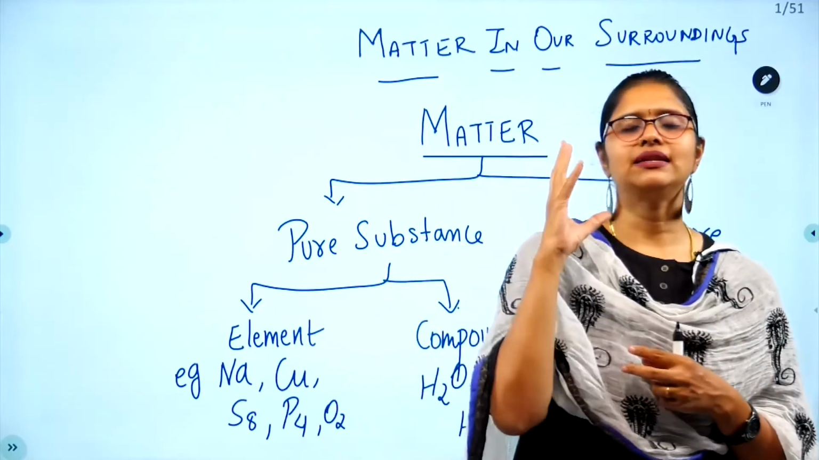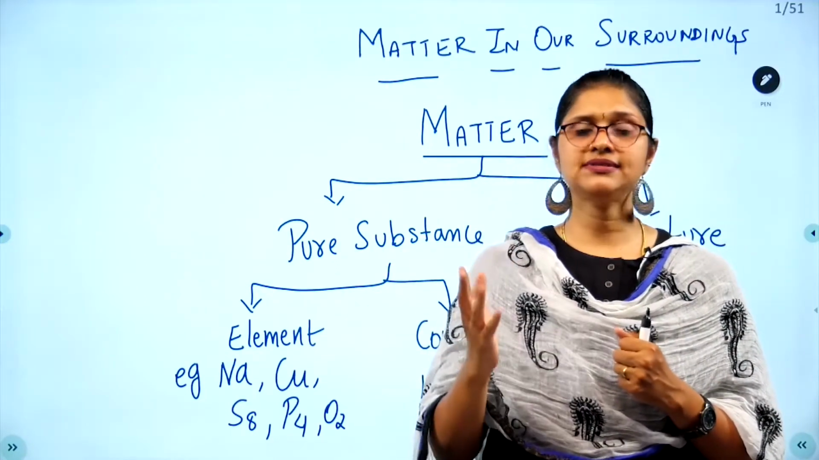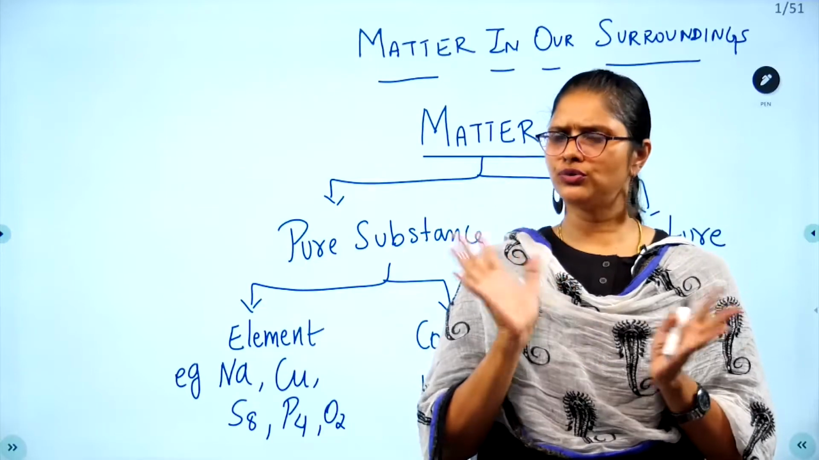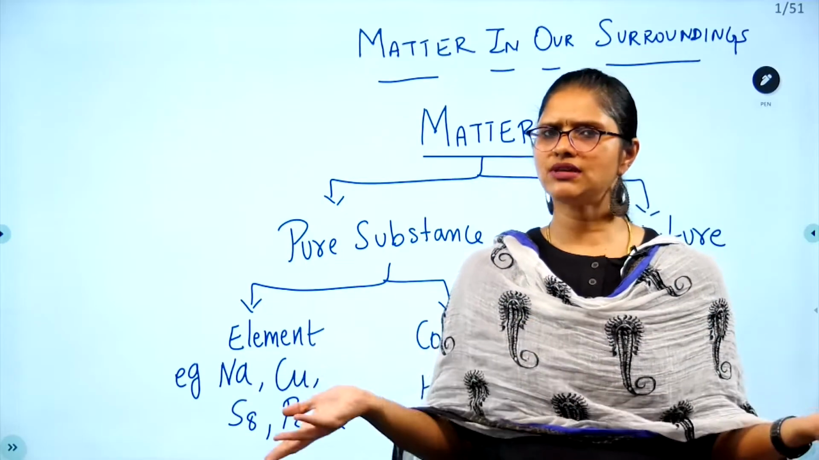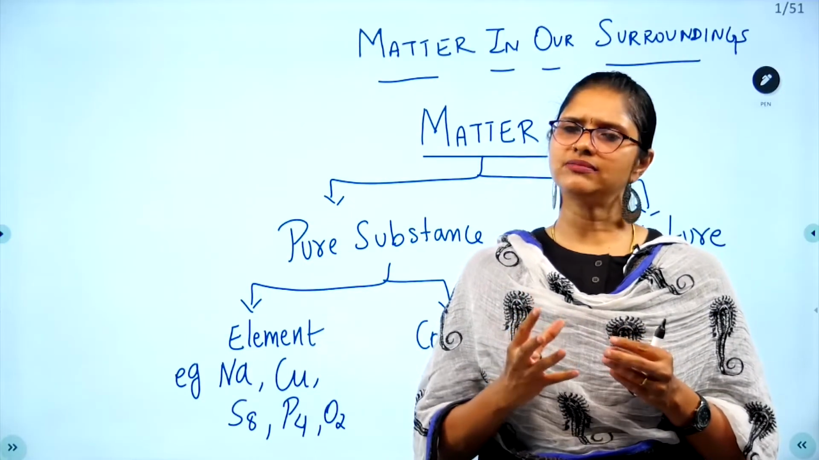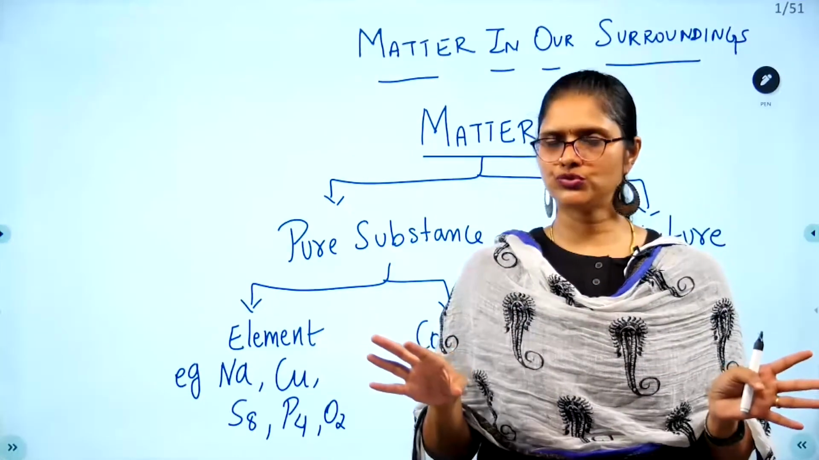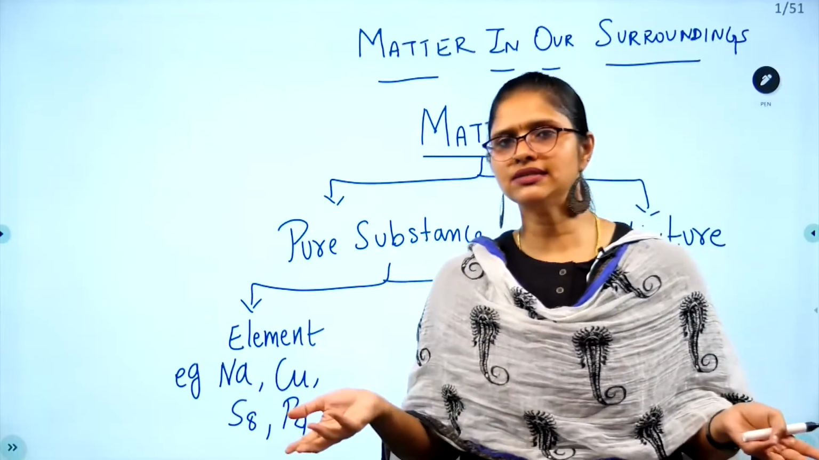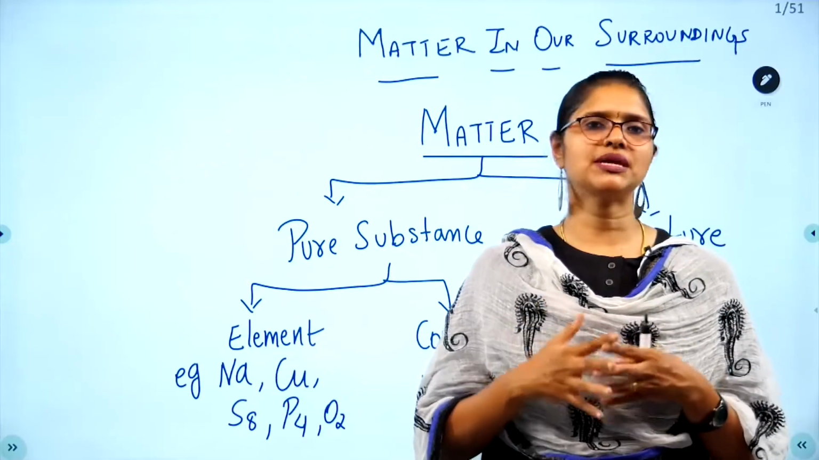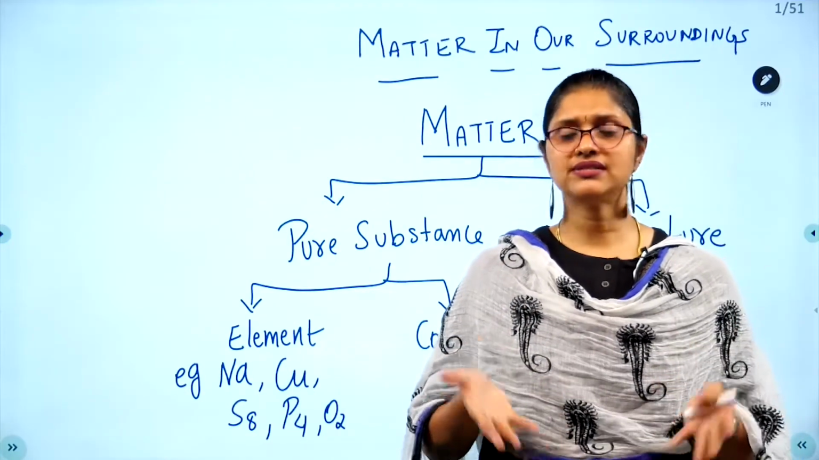Once again I'll repeat, matter is the substance which occupies space and has mass. Matter is made up of 2 types. One is pure substance, the other one is mixture. What is pure substance? Which is made up of only one kind of atoms or in a fixed proportion. So pure substance is classified into 2. One is element, another one is compound. An element is the substance which is made up of only one type of atoms. Example, sodium, copper, sulfur, phosphorus, oxygen.